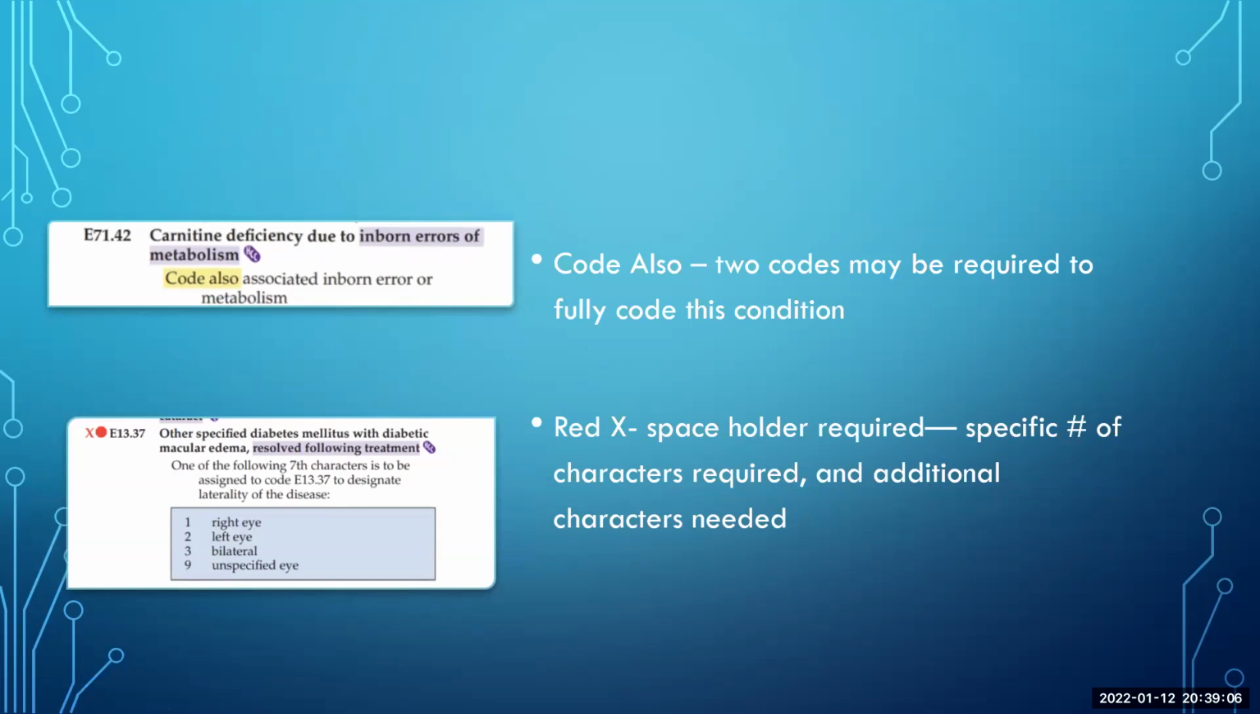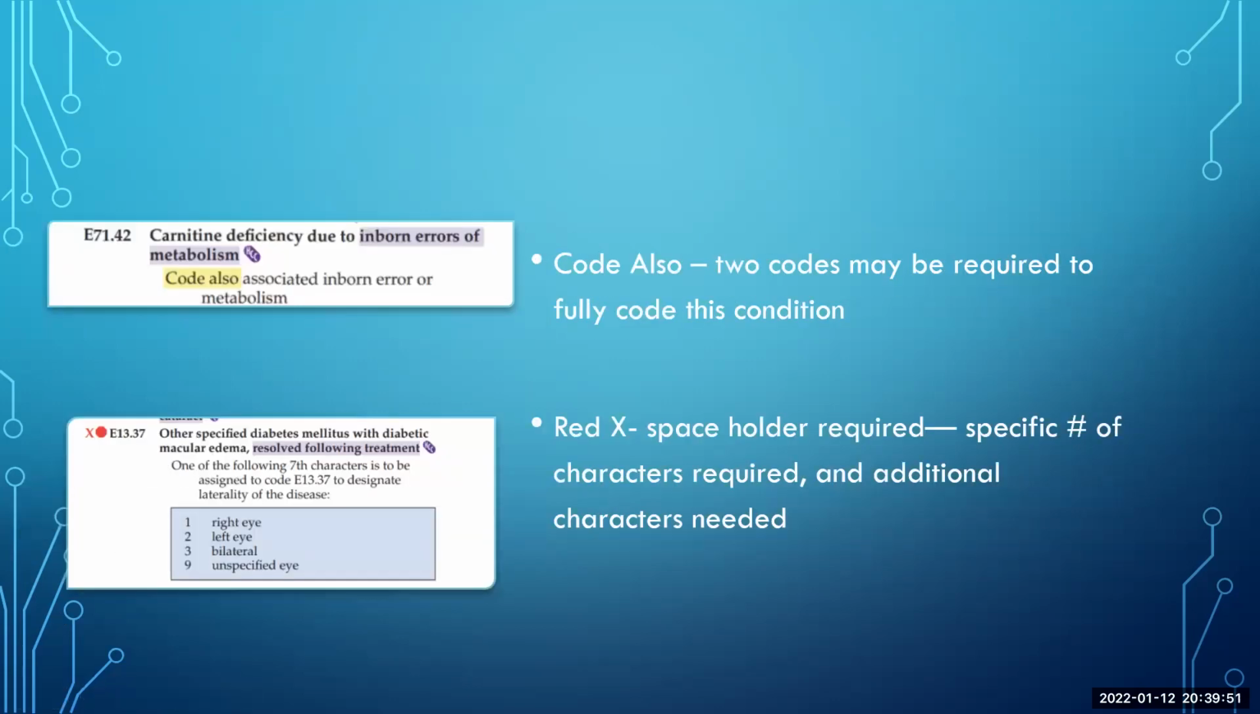And so if you look here at the example I have, it says, carnitine deficiency due to inborn errors of metabolism. So there's this deficiency that's due to these metabolism errors. So the code also note is saying, hey, you need to also code whatever those errors are so you can fully describe the condition. So you wouldn't just use this code by itself. You probably need to go ahead and use the errors that are causing this condition. Okay. Now, this is not a requirement always. It doesn't mean you have to, because occasionally you don't have all that information, but it's just a guidance for you.